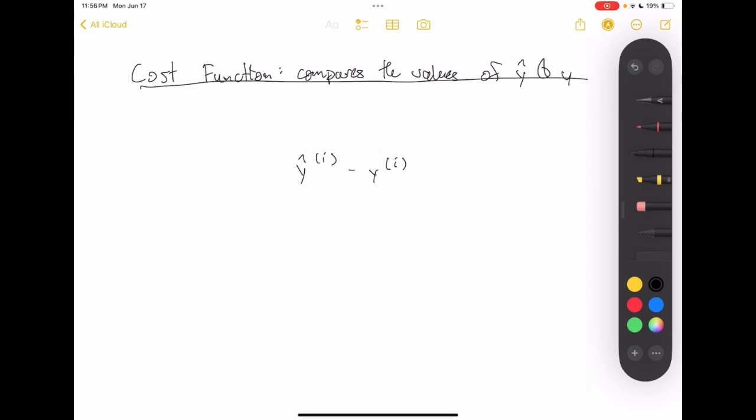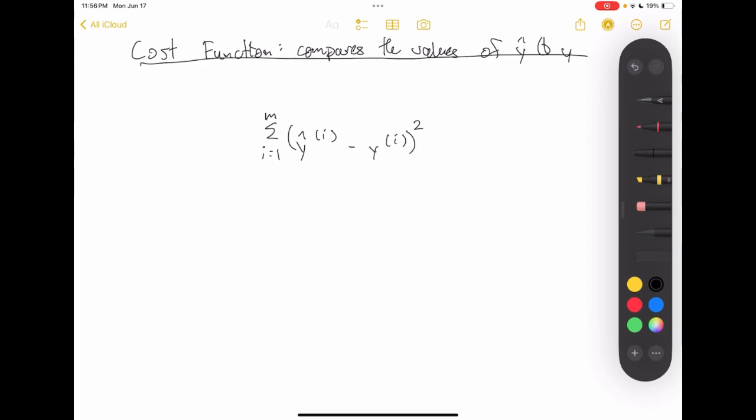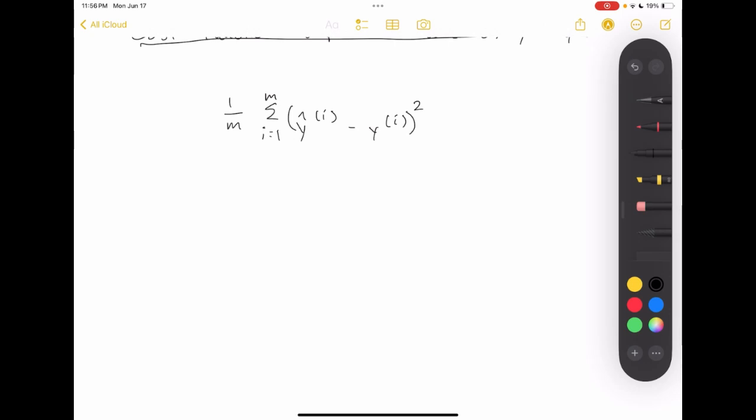And what the cost function will do is square this value. And we want to compute the error for all data points within a training set. So we're going to use summation notation here. We're going to go from i equals 1 to m, meaning that we're going to loop through every data point. And we want to find the average error, so we're going to divide by the number of data points. So we'll multiply this by 1 over m. And by convention, we divide this by 2. This makes some of the simplifying easier. And this is the cost function.